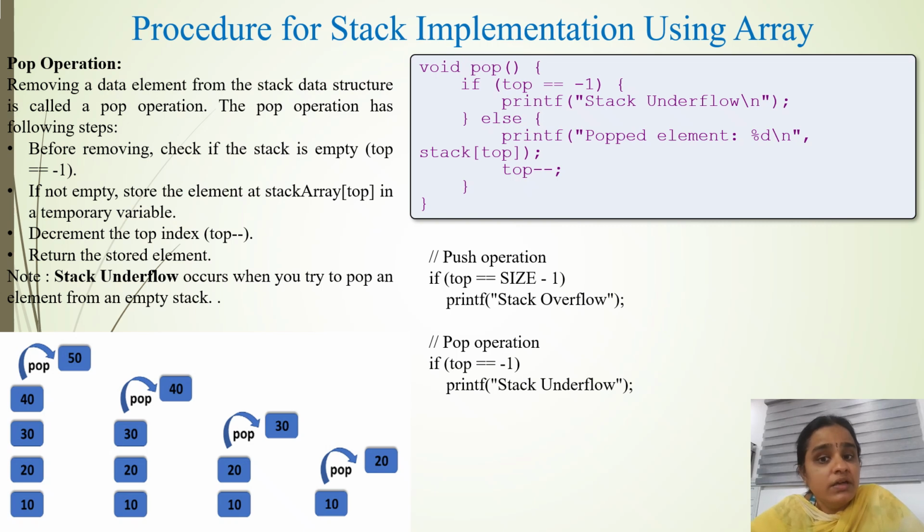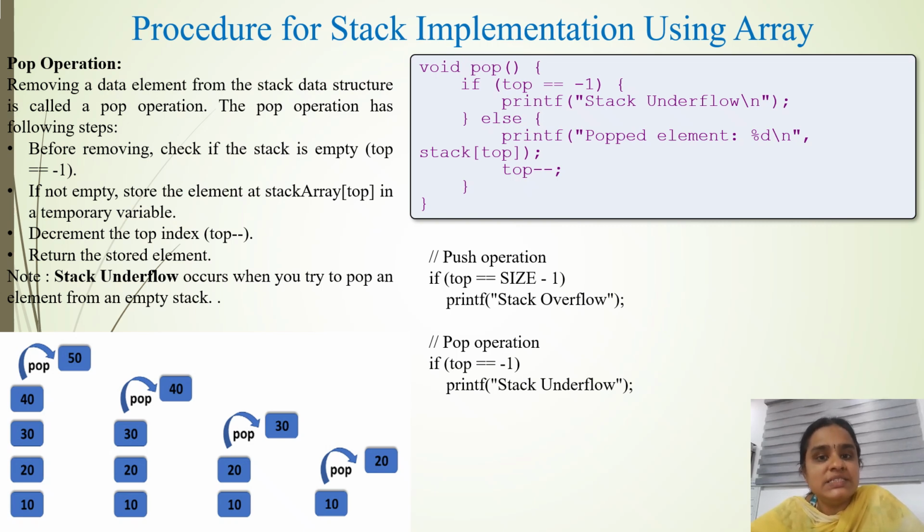If it is empty, if top equals minus 1, that is the first condition. You see this code. If it is empty, there is nothing to remove, and that situation is called stack underflow. In push operation, you check for stack overflow. In pop operation, you check for stack underflow.